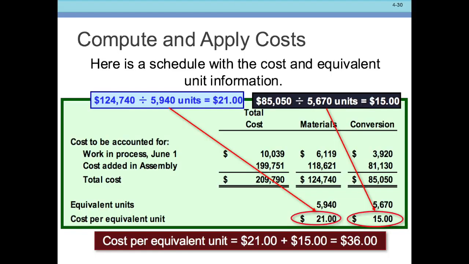So clearly the math should be easy on how much per unit is. Here's the total cost, here's the units. You simply divide and you find that the materials cost us $21 per unit and the conversion costs us $15 per unit. So if you add those together, you have a unit cost for this time period of $36, 21 plus 15. And that's helpful to us in being able to determine our costs and our cost of goods sold and so on. But also it leads us to being able to determine our ending inventory, which will begin the next period. So let's look at that next.